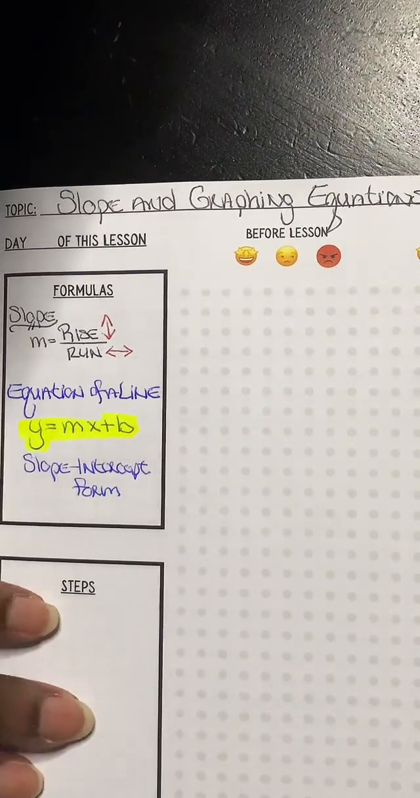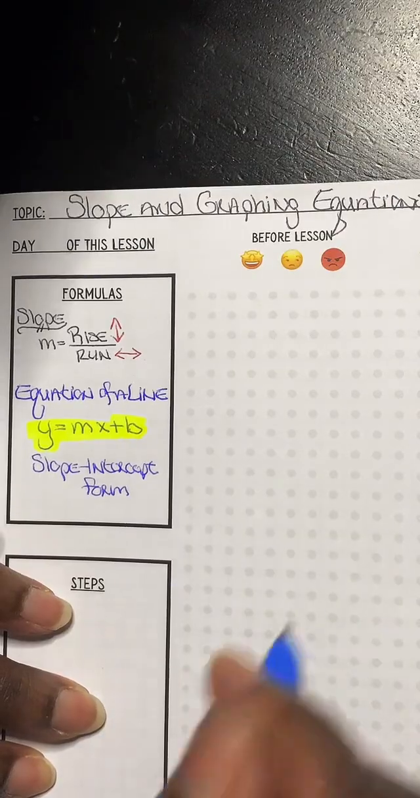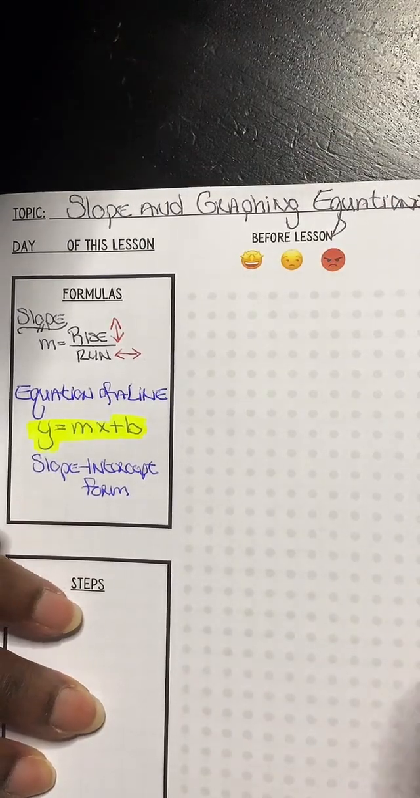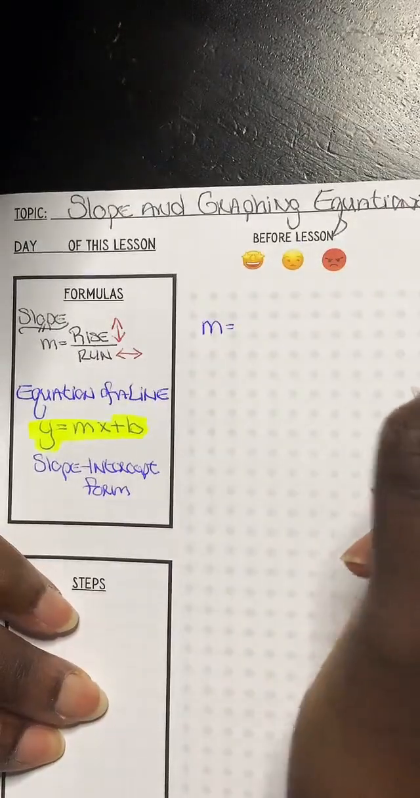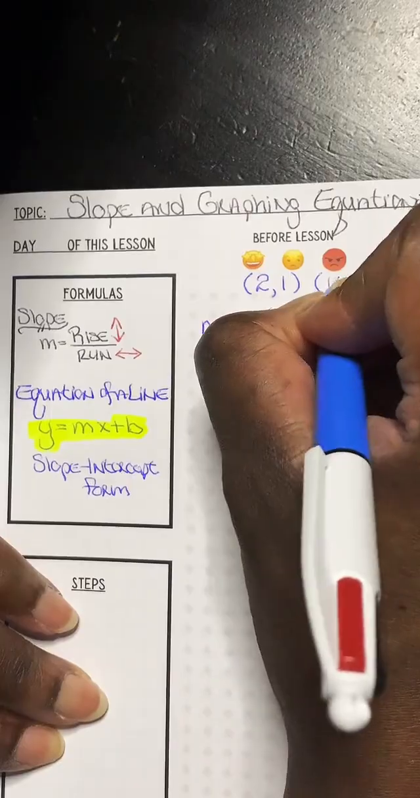So we are going to look at slope algebraically. Okay, so when we're looking for slope, let's say we have these 2 points. We have 2 and 1, as well as 15 and 10.